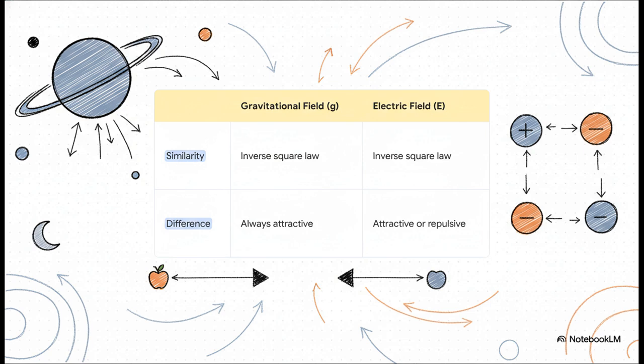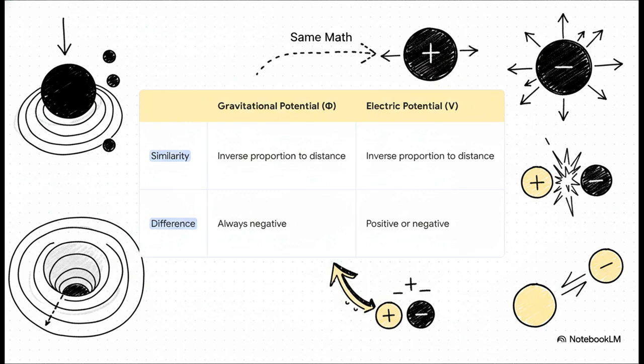But here's the massive game-changing difference. Gravity only pulls. The electric field can push and pull. It can attract and repel. And you see the exact same story with their potentials, with their energy landscapes. The math looks almost identical. So the real punchline is that this one little difference, the fact that there are positive and negative charges, changes absolutely everything. It allows for repulsion, it allows for things to cancel out, and it allows for the incredibly complex chemistry that makes our world and us possible.